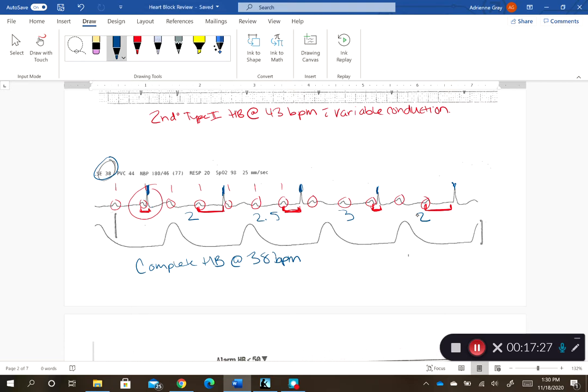Now the pulse is 38, so this patient's probably a little bit symptomatic, but their blood pressure is actually pretty good, and their QRS is actually pretty narrow, meaning that the block is more towards the AV node and not below the bundle of His. So this patient is probably not going to be as symptomatic as someone with a more severe heart block.